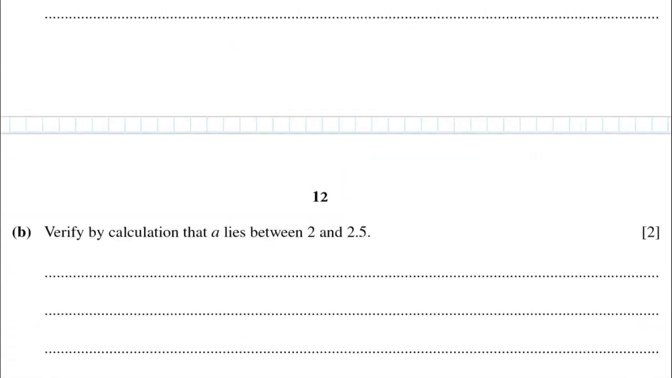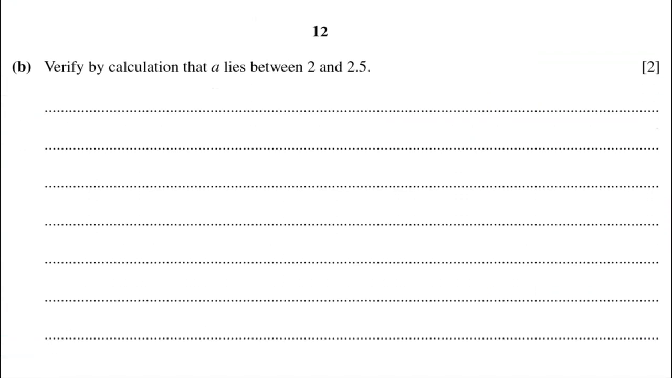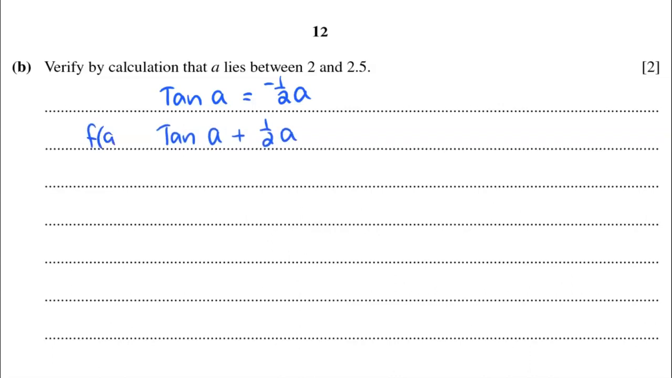Right, moving on then, we get to verify by calculation that A lies between 2 and 2.5. So we'll grab the equation that we have, and we can rearrange that into tan of A plus a half of A. Let's call it the function of A is equal to that. So what we know is this was when the derivative was 0, or the gradient of the curve is 0, this is the solution. And so that equals 0.